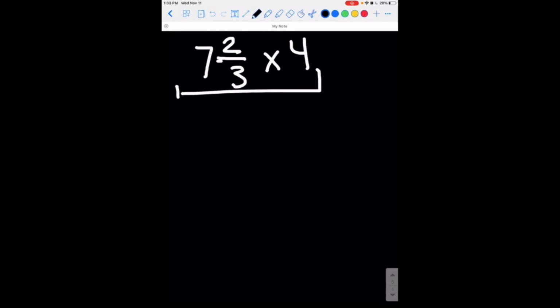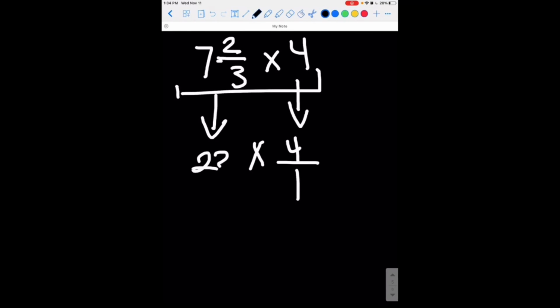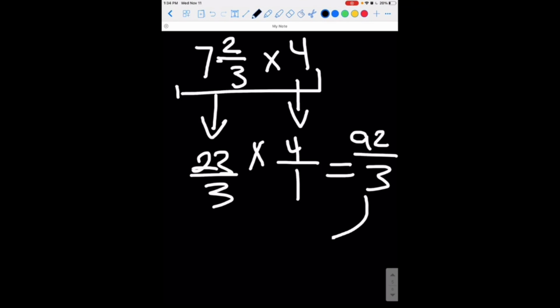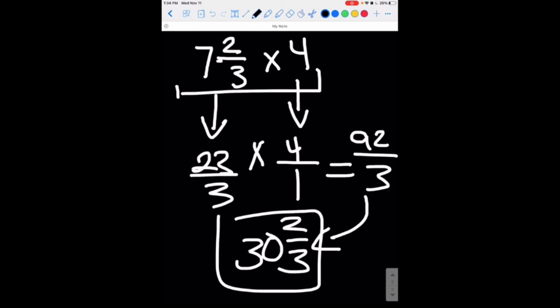This one, you're like, okay, how do I turn 4 into an improper fraction? All I do is just put that 4 over 1, because that's equal to 4. You just have to put that 1 underneath. This turns into 23 over 3, multiply straight across. Again, 92 over 3, make it into a mixed number. That's 30, and that was easy because 3 times 3 is 9 and 0. So 30 and 2/3 left over. Simplified fully.